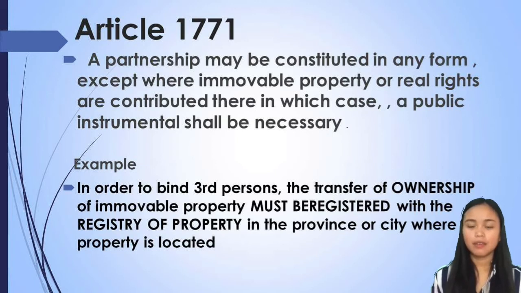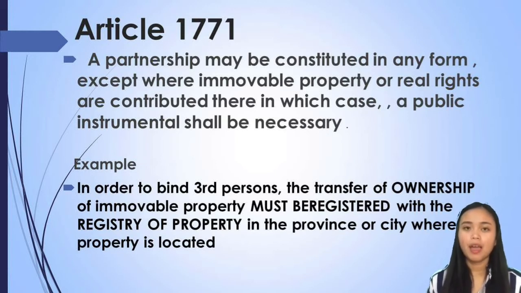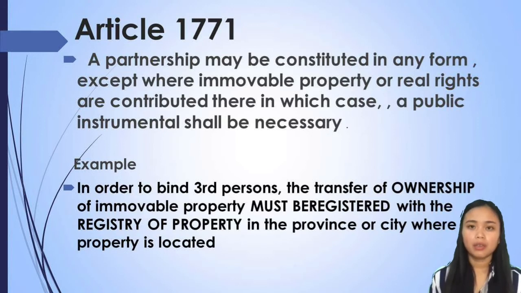Article 1771. A partnership may be constituted in any form, except where immovable property or real rights are contributed, in which case a public instrument shall be necessary. Example: in order to bind third persons, the transfer of ownership of immovable property must be registered with the Registry of Property in the province or city where the property is located.